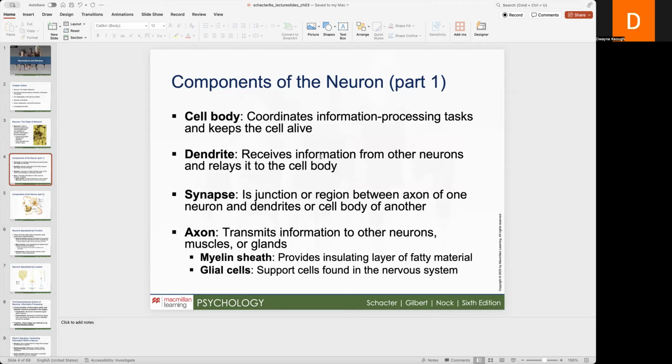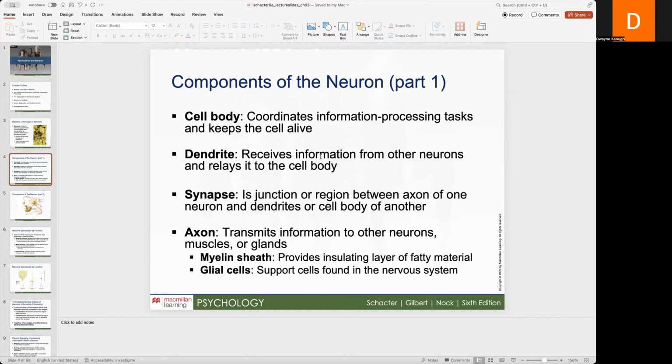But for this case, we're just going to say it receives information from other neurons and it relays it through the cell body. It's important to also remember that the process of information flow is always from dendrites down to the synapse, this junction or region between the axon of one neuron and a dendrite or cell body of another neuron. It flows in this particular direction and not backwards. So it never back propagates.